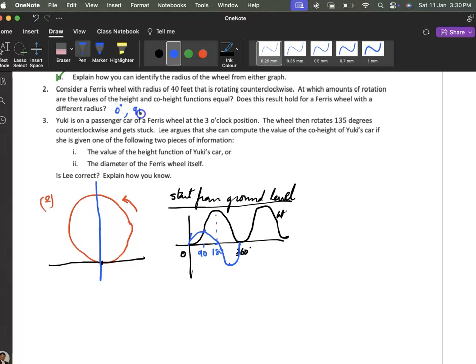Because they're both positive. It's still 0 going up. 90. Correct. Cool.